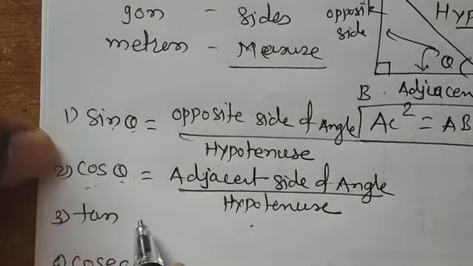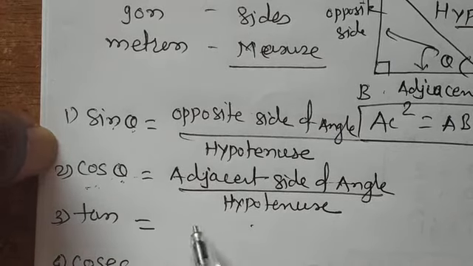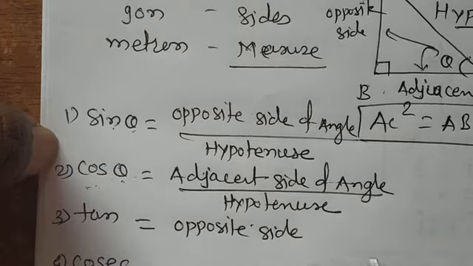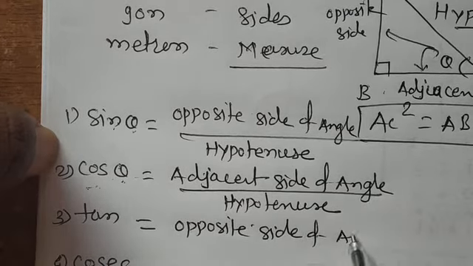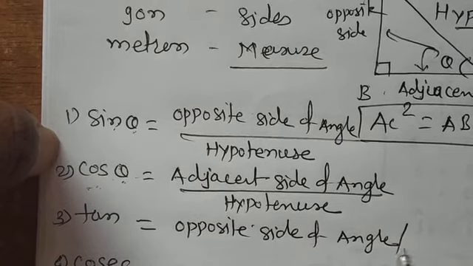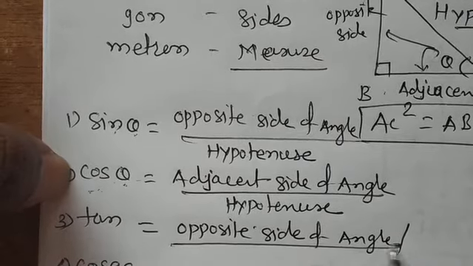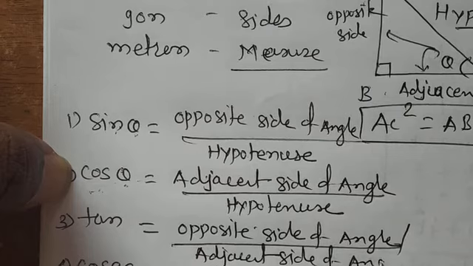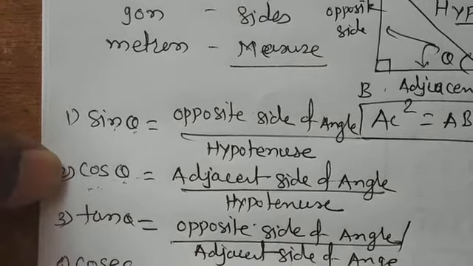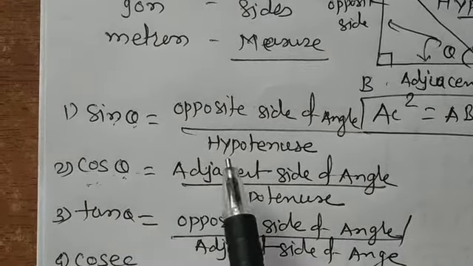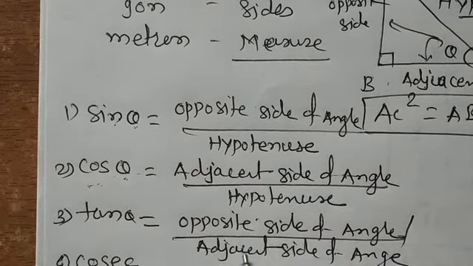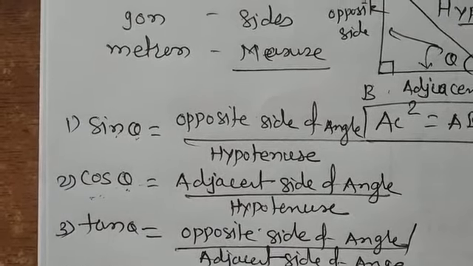Now what does tan theta mean? Tan theta is the opposite side of the angle upon the adjacent side of the angle. This is called tan theta. Sine is opposite upon hypotenuse, cos is adjacent upon hypotenuse, tan is opposite upon adjacent. Basically these three are the most important formulae.